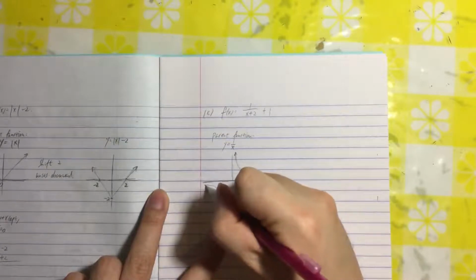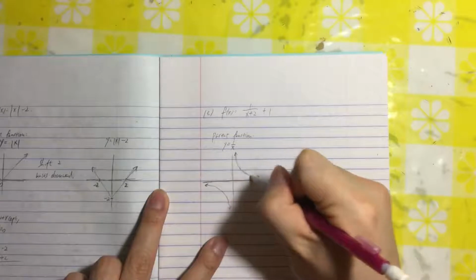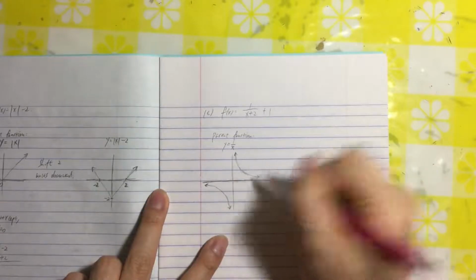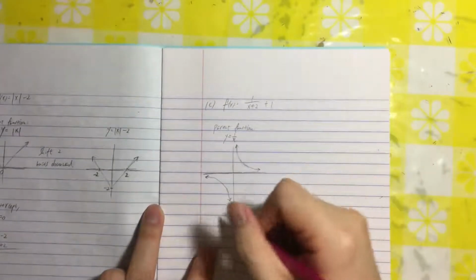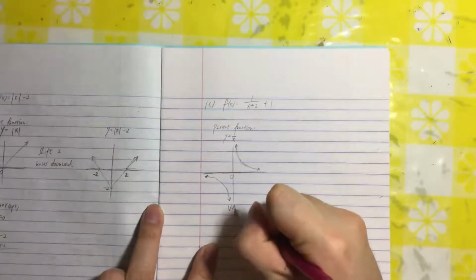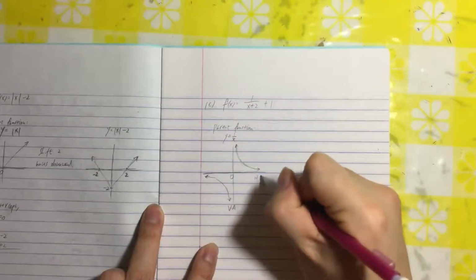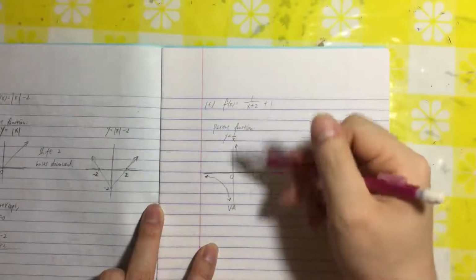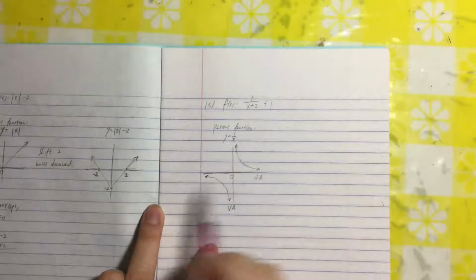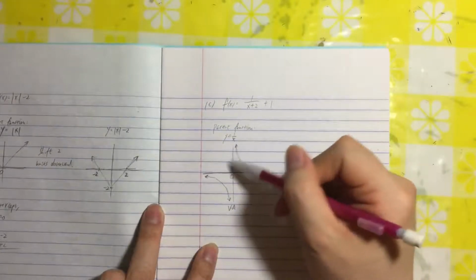That's the graph of the parent function. For this parent function, we have two asymptotes. This line is the vertical asymptote, and this line is the horizontal asymptote. Asymptotes means the curve will get very, very close to the line, but never touch the line.